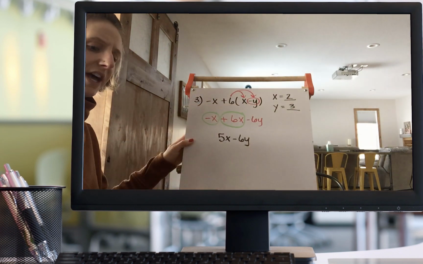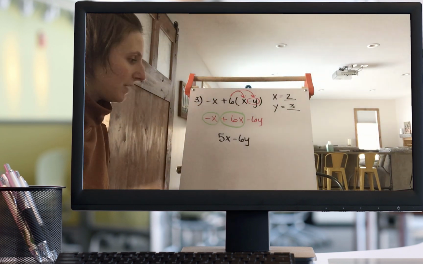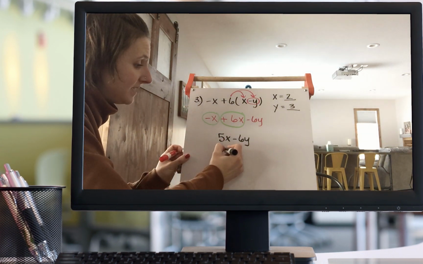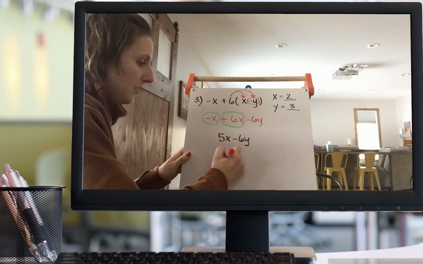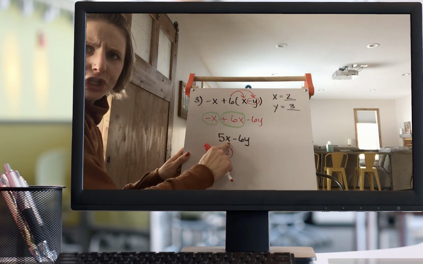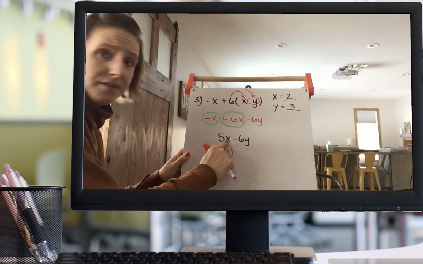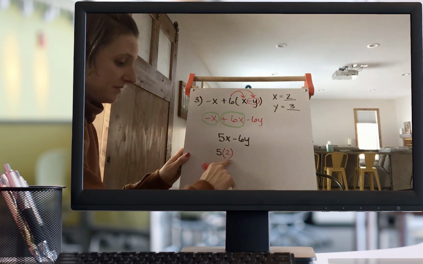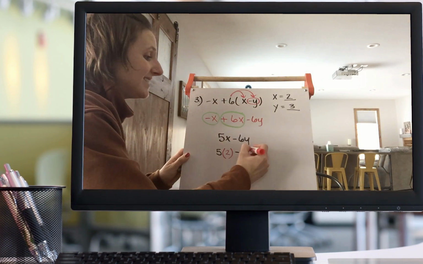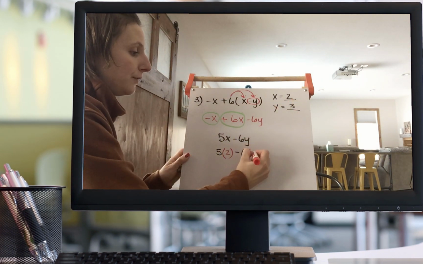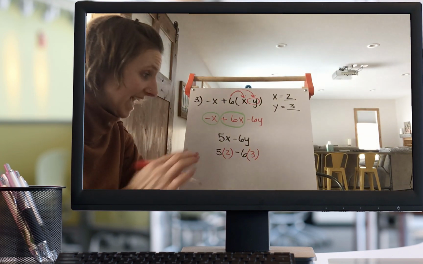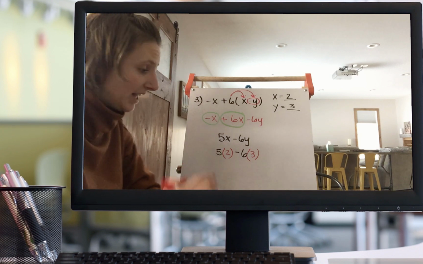Now let's plug those values in for the variable in our expression. So we have 5 times, we're going to take 2 and plug it in for x. Remember, it doesn't mean 52. This is 5 times the variable x. So we have 5 times 2 minus 6 times, we're going to plug 3 in for y. Now we're ready to apply order of operations again to get this down to just one value.